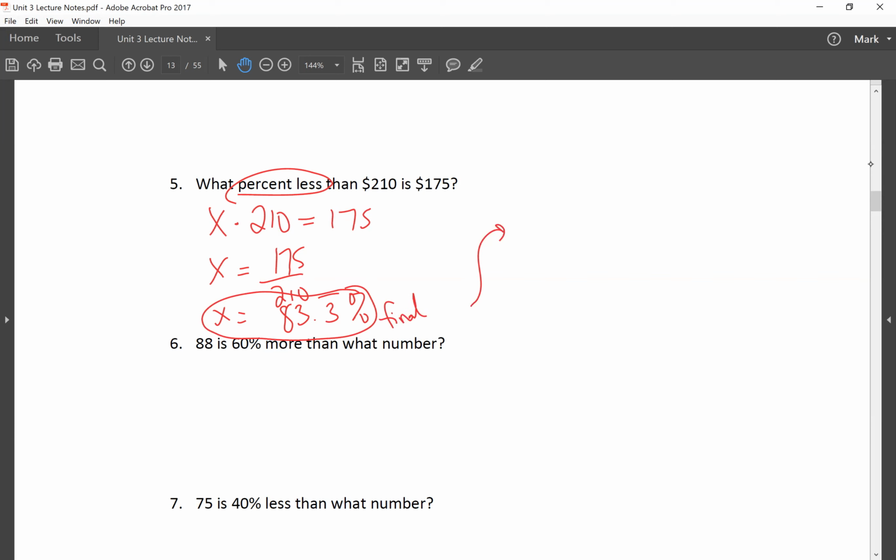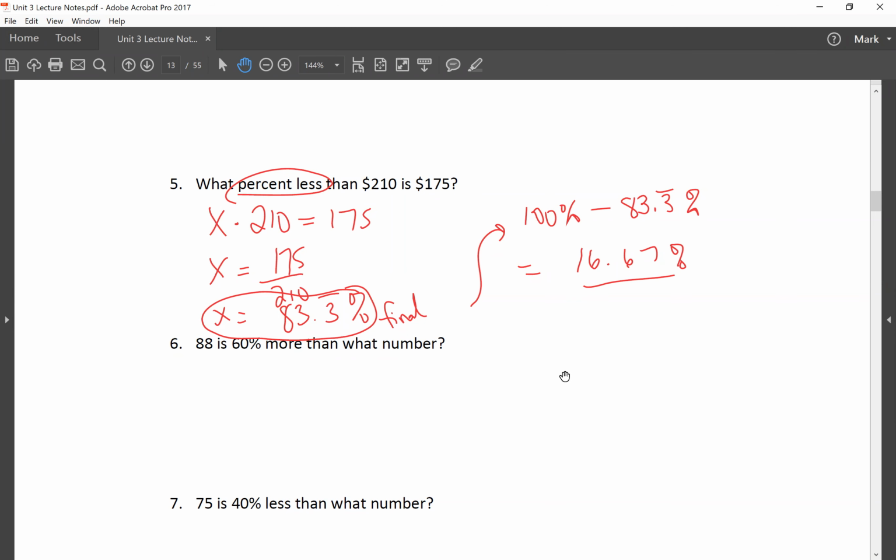But the question is, how much did it decrease? So I'm going to go 100%. That's always your original price, minus 83.3 repeating percent, and you'll get your answer, 16.67%. The number is 16.67% lower than the original number. It's been decreased by 16.67%.